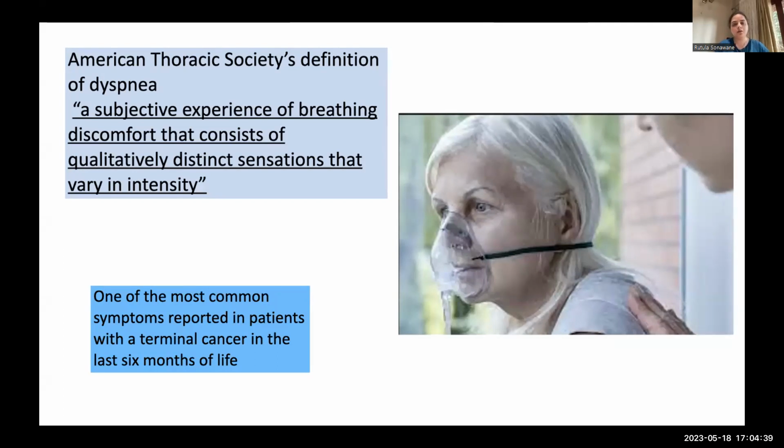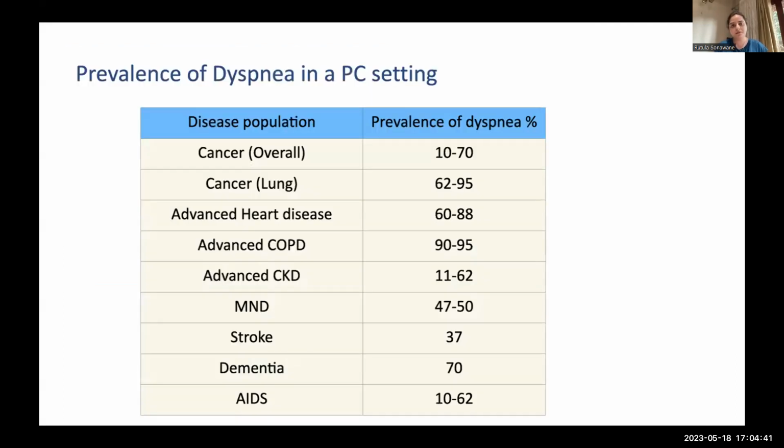Now, coming to the prevalence of dyspnea, in cancer overall, it is around 10 to 70%. In lung cancer, around 60 to 95% of the patients would have dyspnea. Advanced heart disease has around 60 to 88%. COPD has around 90 to 95%. Even CKD has around 60% of patients who may have it, and then it reduces as you go down.